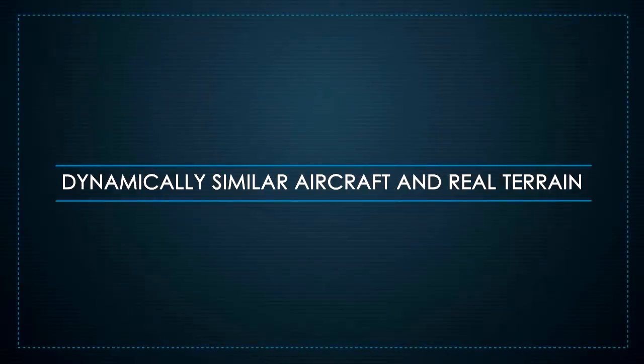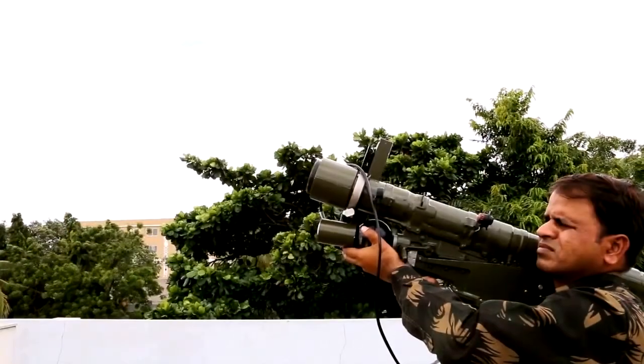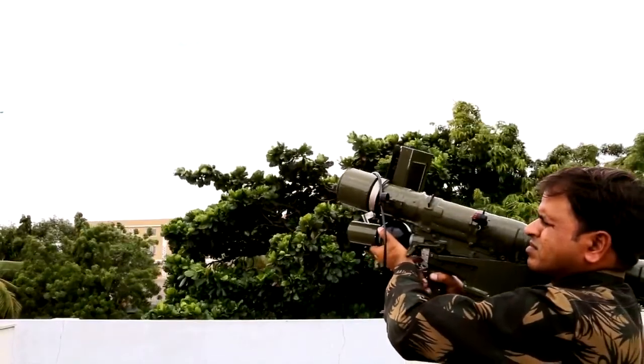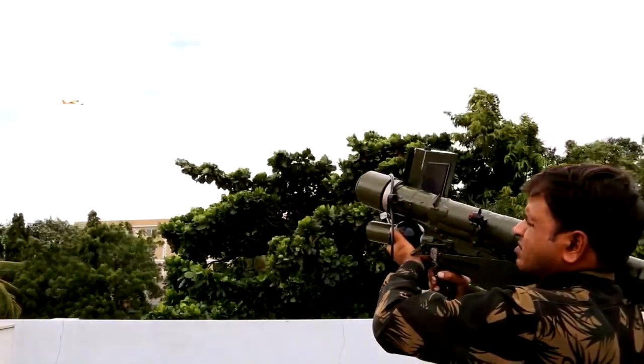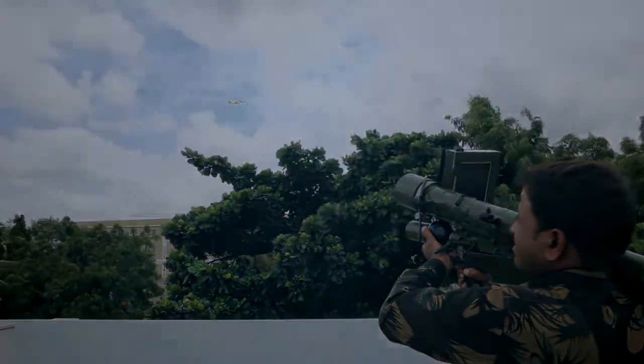Dynamically similar aircraft and real terrain. In Mode 4, the Toughpad is shifted to the other side of the tube to facilitate engagement of the real target through the sight by naked eye of the operator. The dynamically similar aircraft fitted with the GPS is flown with the parameters and trajectory designed by the ground station.